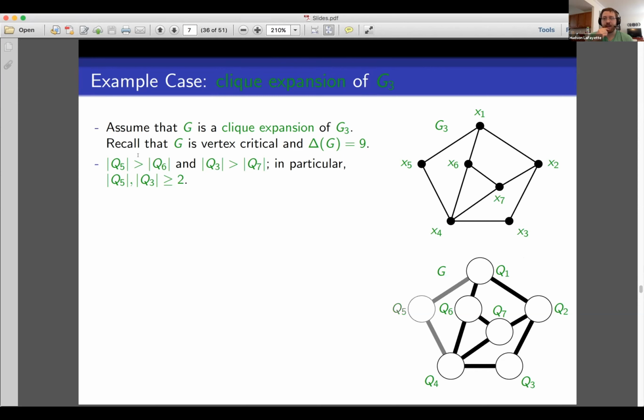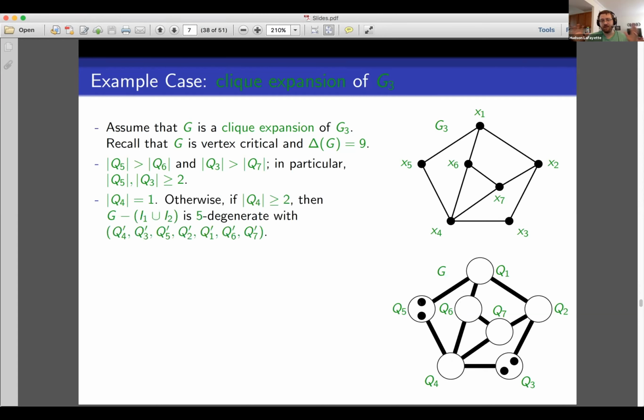We'll delete Q5. Here I have it grayed out. Color by criticality. Since delta was 9, we assumed this was a counterexample, so we need 9 colors to color it. But now that we've deleted some vertices, we can color with 8 colors. But if you look at Q5, its neighborhood is all of Q1 and Q4. But Q6 also has all of Q1 and Q4 in its neighborhood. So if Q6 is bigger than Q5, you can copy the colors from Q6 onto Q5 and get an 8-coloring of the whole graph, which contradicts that this was a counterexample. So Q5 is strictly greater than Q6, thus Q5 and Q3 have at least 2 vertices.